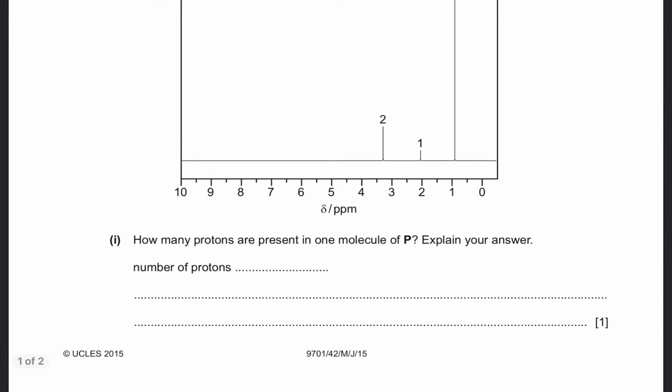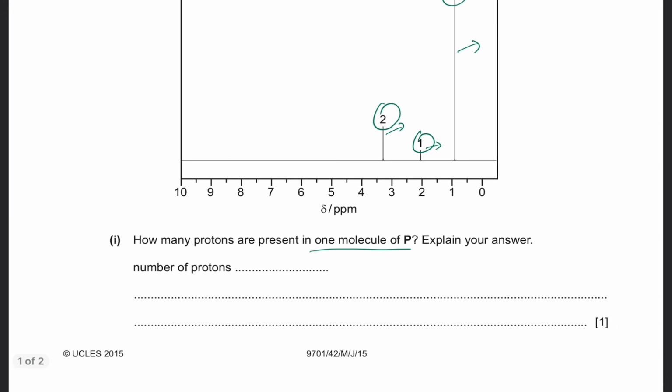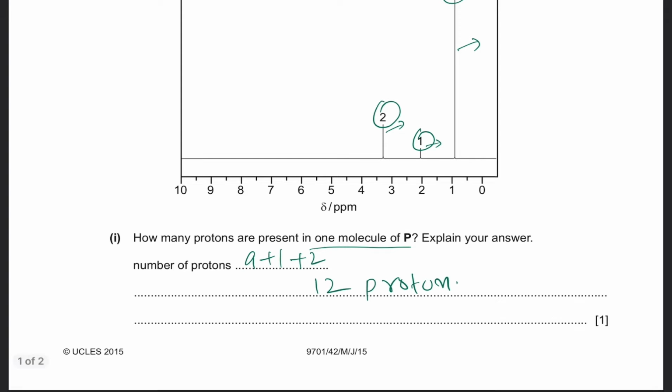How many protons are present in one molecule of P? Explain your answer. So this peak is due to 9 protons, this peak is due to 1 proton, and this peak is due to 2 protons. So in total we have 9 plus 1 plus 2. So this molecule P has a total of 12 protons. Right, so 5 carbon atoms and 12 protons.